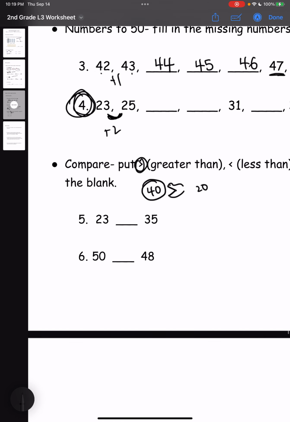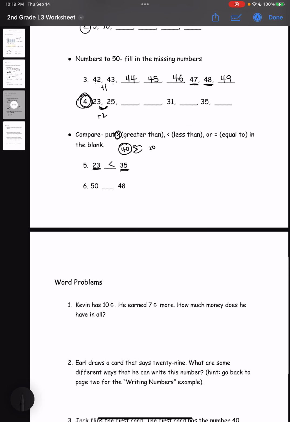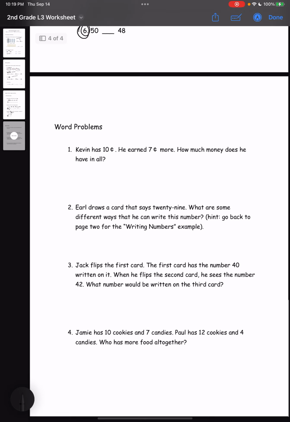And so we look at this, 23 and 35. Which one's bigger? 35 is bigger, right? So the alligator wants to eat 35. So you face the mouth towards 35. And try number 6 by yourself, and we'll move on to word problems.